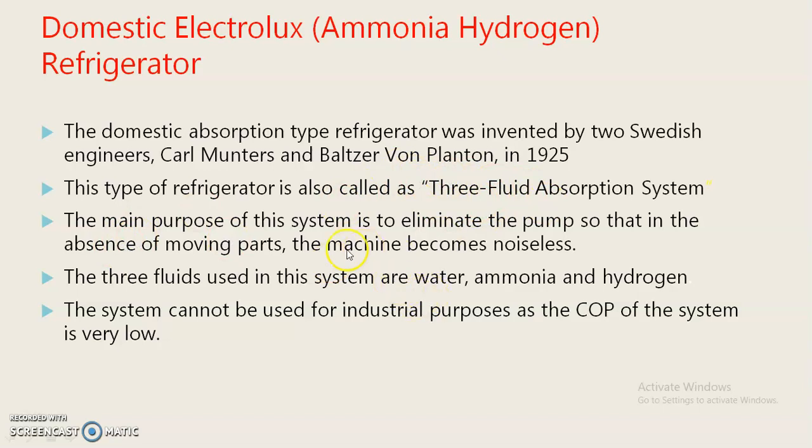The main purpose of this system is to eliminate the pump. In the vapor absorption system, we use a pump, and with the help of the pump, the strong solution goes to the generator. In this system, we need not use the pump, so there are no moving parts in this machine, because of which it is noiseless. Here three fluids are used: water, ammonia and hydrogen. The system cannot be used for industrial purposes, as the COP of the system is very low.